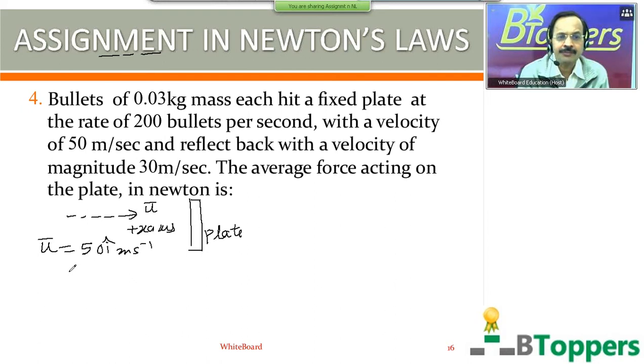And the final velocity of each bullet after it rebounds from the plate is denoted by v bar. That will be directed in the opposite direction, that means the negative direction of x-axis. i cap is unit vector along positive x-axis. So unit vector along negative x-axis will be minus i cap. So in vector form, final velocity of the bullet when it rebounds back, we can write minus 30 i cap meter per second.